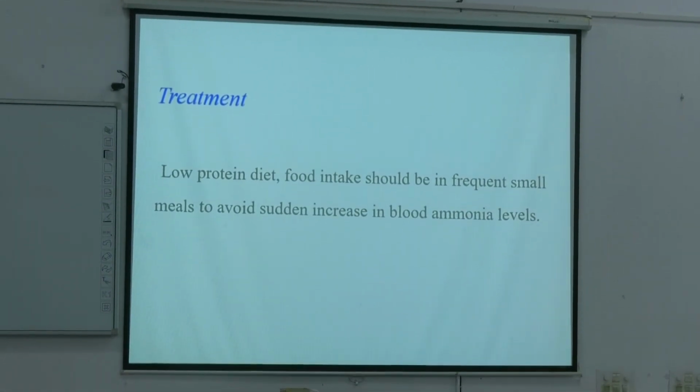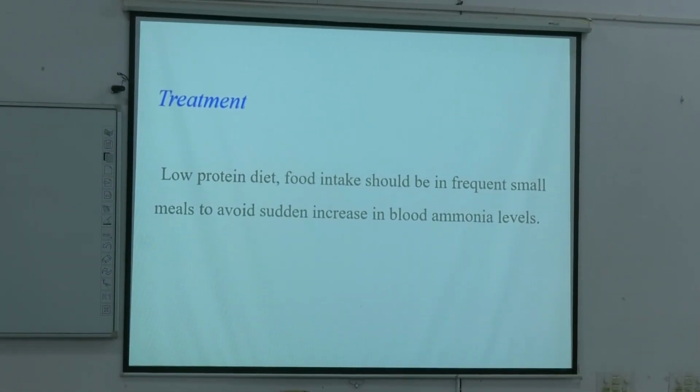Okay, if the person suffers from a high level of hyperammonemia, how will you treat it? What will you suggest to such a patient? Low intake protein diet, frequent small meals to avoid sudden increase of blood ammonia level. Okay, this is only a suggestion.